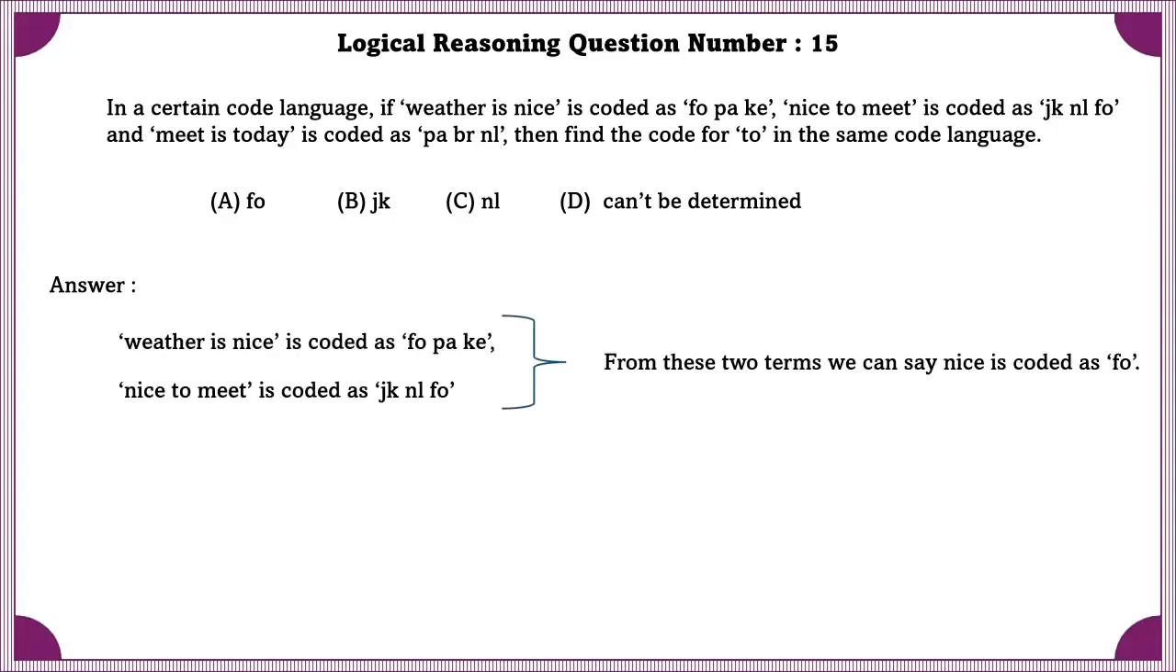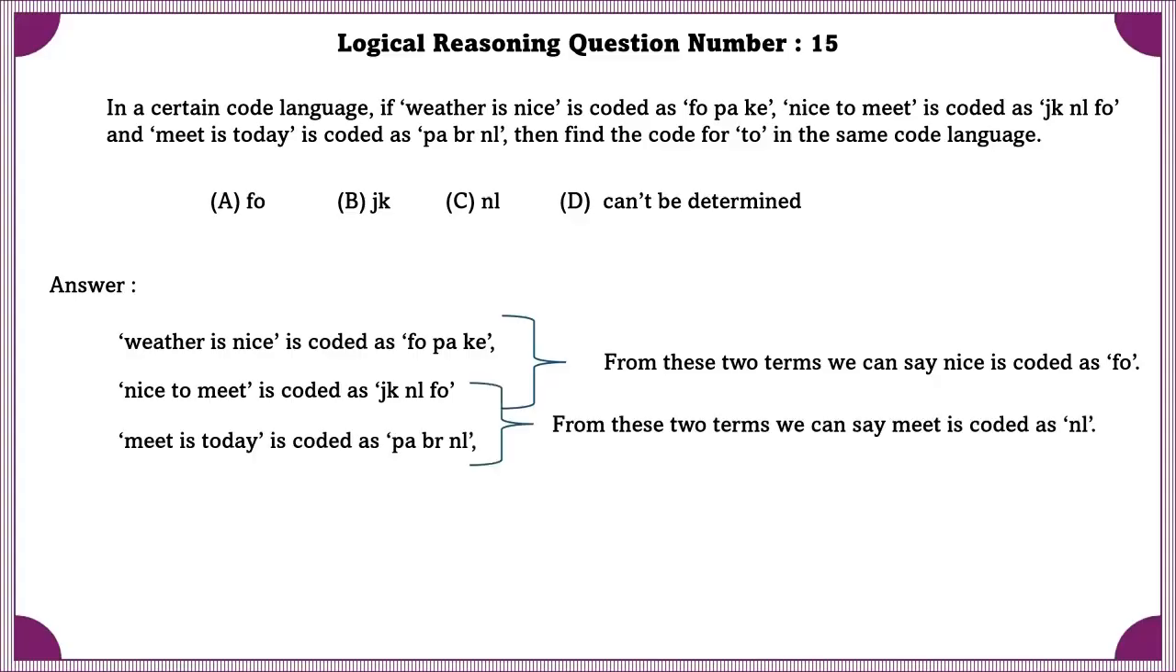From these two, we can find that nice is coded as fo. From the other two, we can find that meet is coded as nil. Nice to meet is coded as JK nil fo. So nil means meet and fo means nice. So JK is equal to 2.